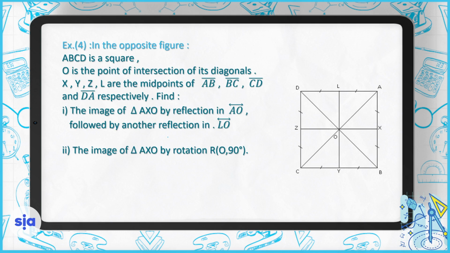Exercise number 4. The question wants me to find the image of triangle AXO by reflection in AO, followed by another reflection in LO. So triangle AXO will become triangle ALO, then will be moved to triangle DLO. Question number 2. The image of triangle AXO by rotation R, O, 90 will be triangle BYO.